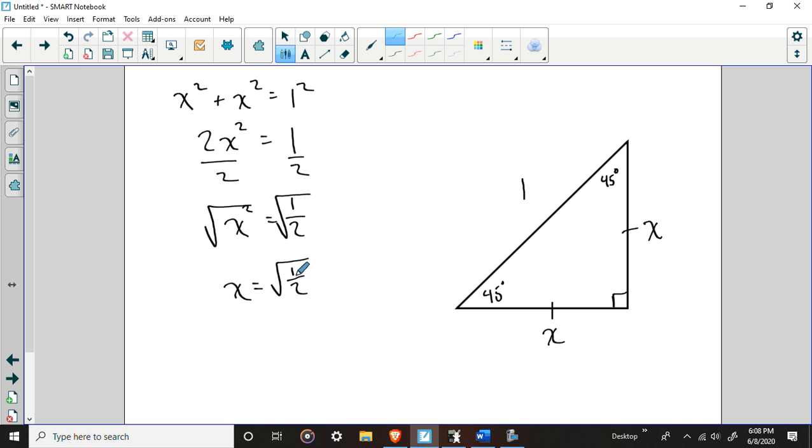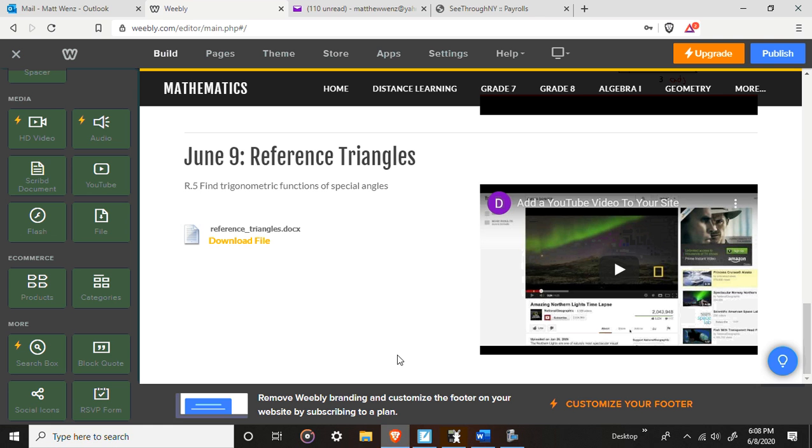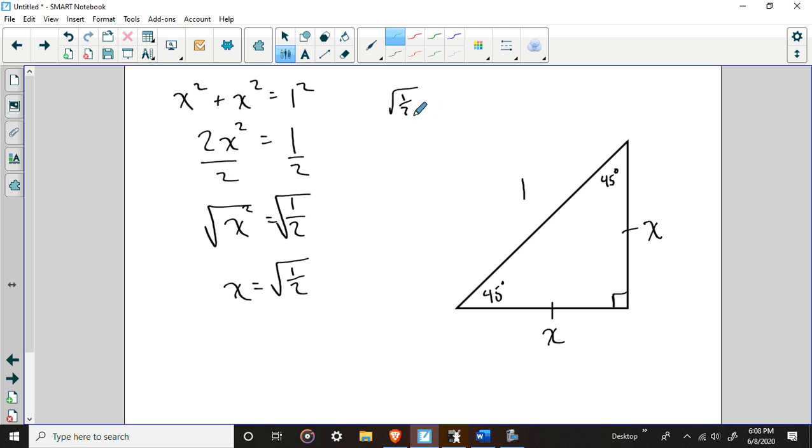Okay. So we need to put this in a different form now. This is the number: if you break out your calculator and ask what the square root of 1/2 is, it will give you this number. But here's the thing. We don't want the decimal approximation. We want the exact number. In fact, if you go on IXL, they're going to ask you for the exact value. So we need to change the square root of 1/2 into something a little more appropriate.